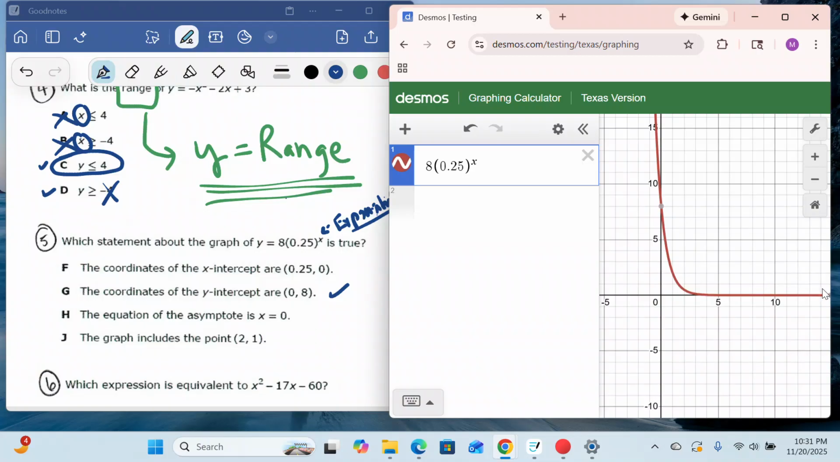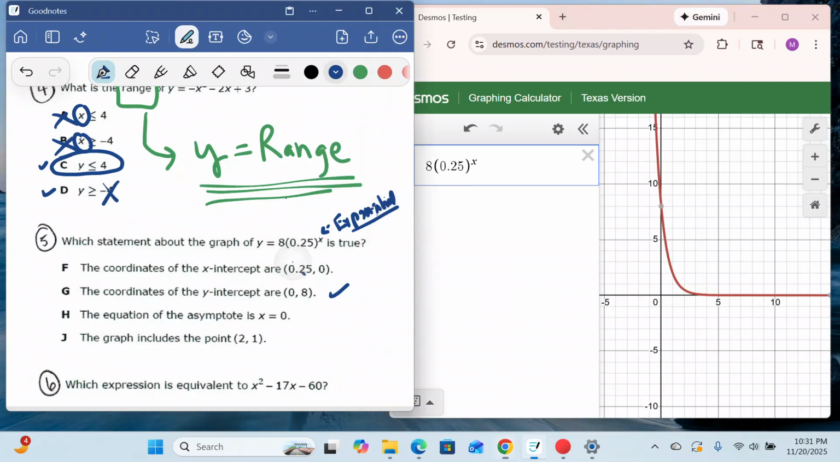So once again, the x-intercept is 0.25. It would have been way over here, and that is incorrect. So I'm going to scratch it out. The equation of the asymptote is x equals 0.